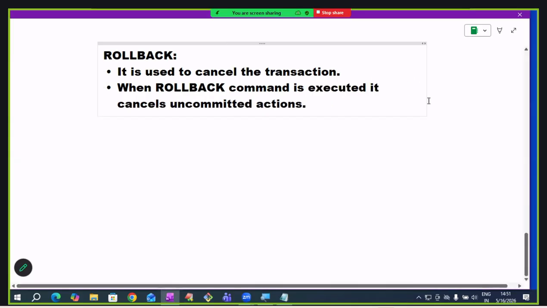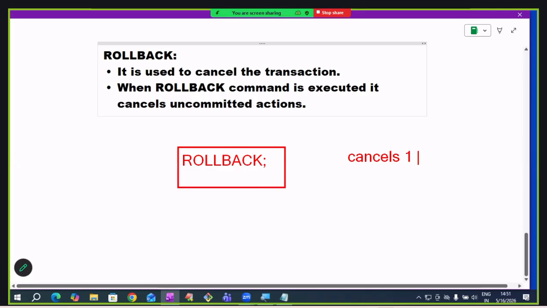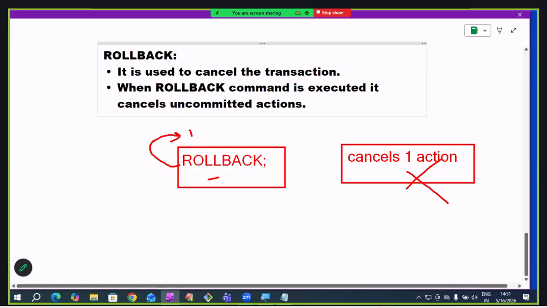Some students who are new to Oracle think that rollback means it cancels one action only, the previous action. Some students think like this, but this is wrong. Rollback cancels uncommitted actions.